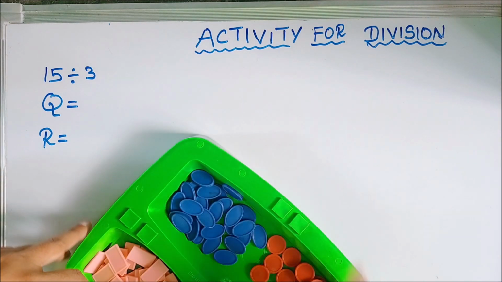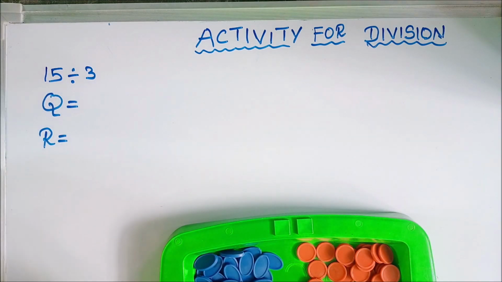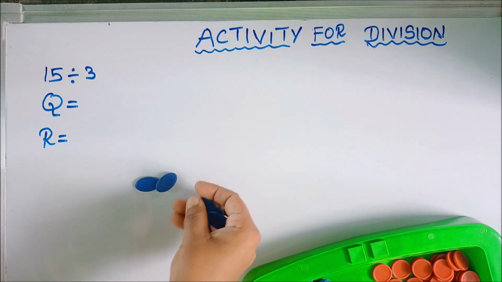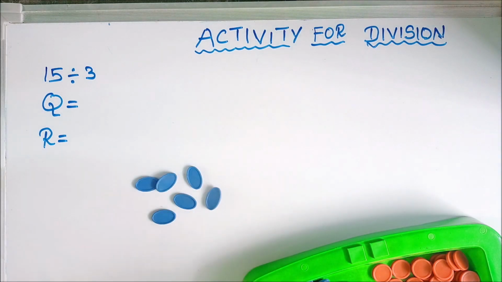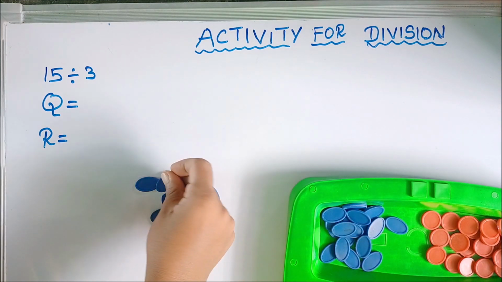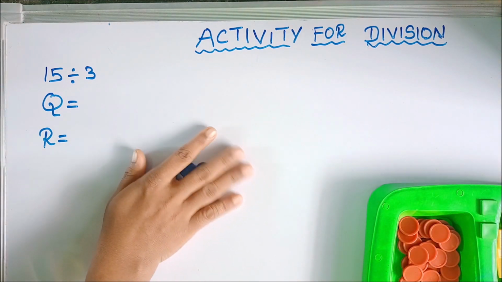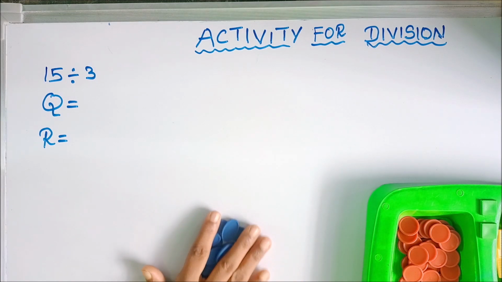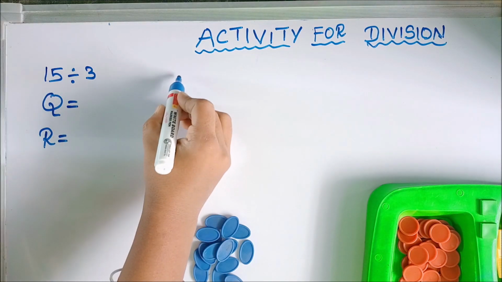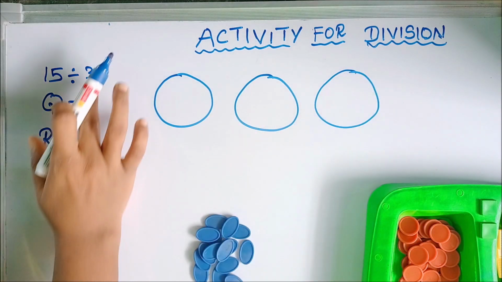For this, we have to take some pieces of coins. For the number 15, I am taking these oval shapes. 15: 1, 2, 3, 4, 5, 6, 7, 8, 9, 10, 11, 12, 13, 14, 15. Now I am going to divide these 15 shapes into 3 equal parts, because 3 is the divisor. You have to divide the shapes according to the number in the divisor. Here we have the number 3.